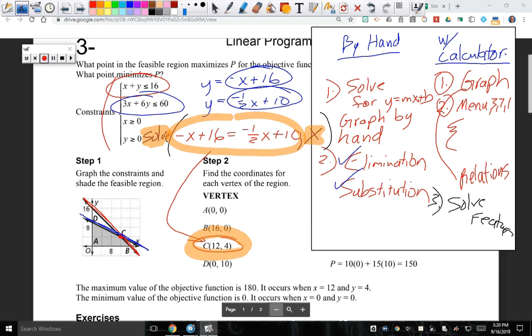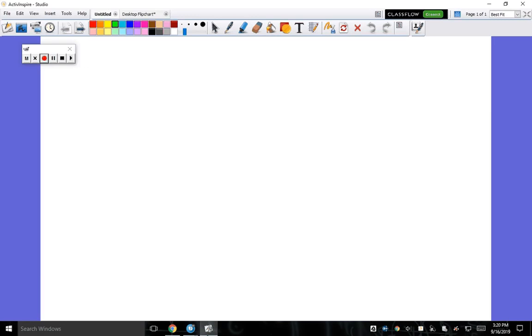Now we're going to take that 12 and we can put it in any one of these functions right here, any one, to see what I would get. So if I put a 12 right here for x, I get negative 12 plus 16, I get a 4. So that's the solve feature, okay? Now, let's do it a couple of other ways just to refresh you.